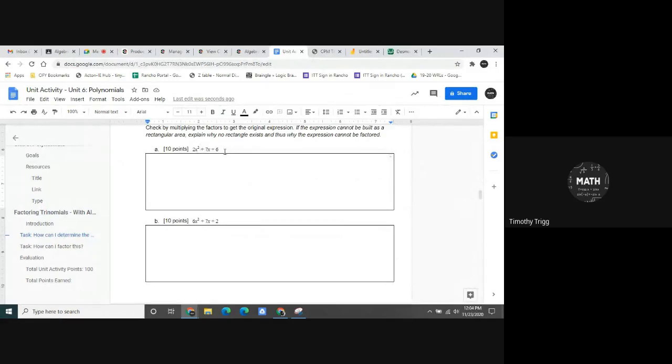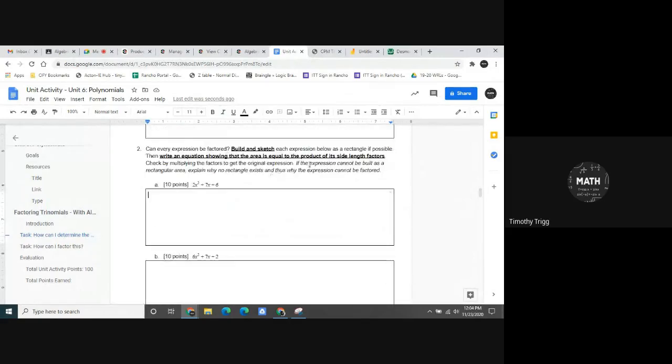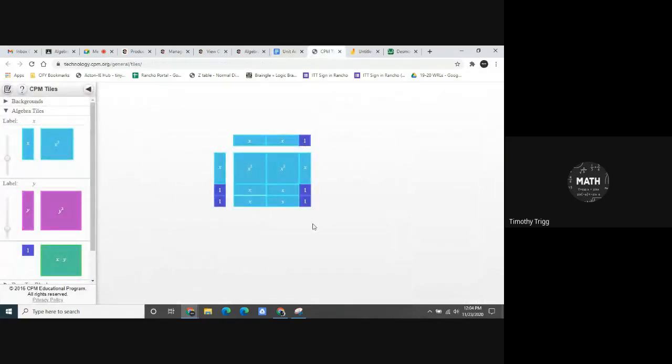Also, sometimes a rectangle can't be built. You can't make a perfect rectangle out of it, and that means that it's not factorable. And I'll show you which ones those are. But let's go ahead and work on this one. So we got 2x squared plus 7x plus 6.